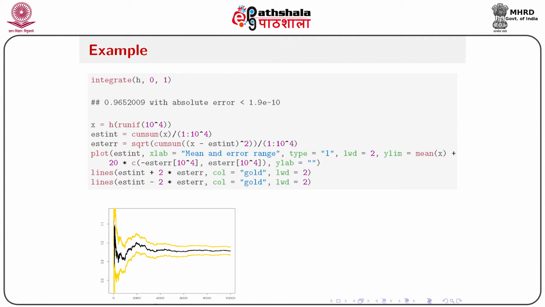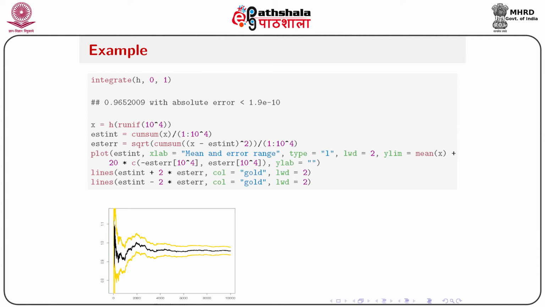Now we'll use x equals h(runif(10^4)). That means x would be h of x, where x follows uniform 0-1. Now the estimated integral equals the cumulative sum of x divided by 1 to 10 to the power 4, and the estimated error is the square root of the cumulative sum of this expression. And then by this code we can plot the actual integrated value and the 95% confidence interval. You can just go through this code, which might help you to understand how this plot has been generated.